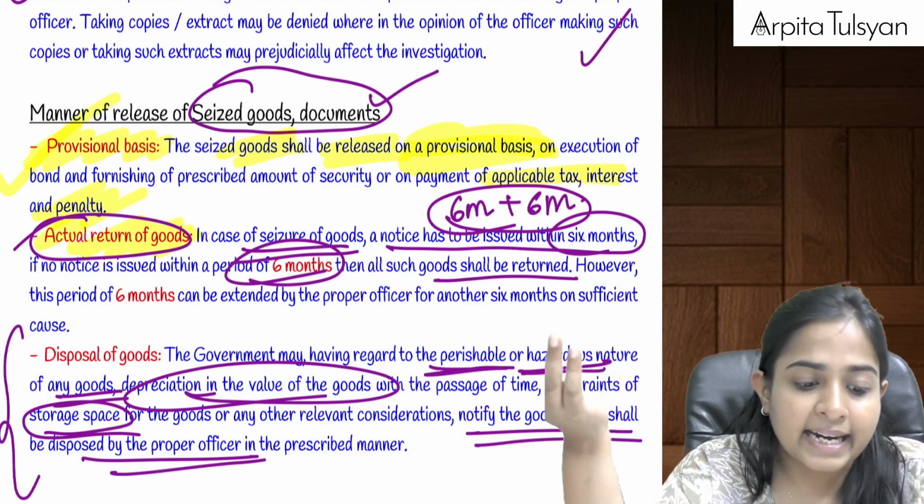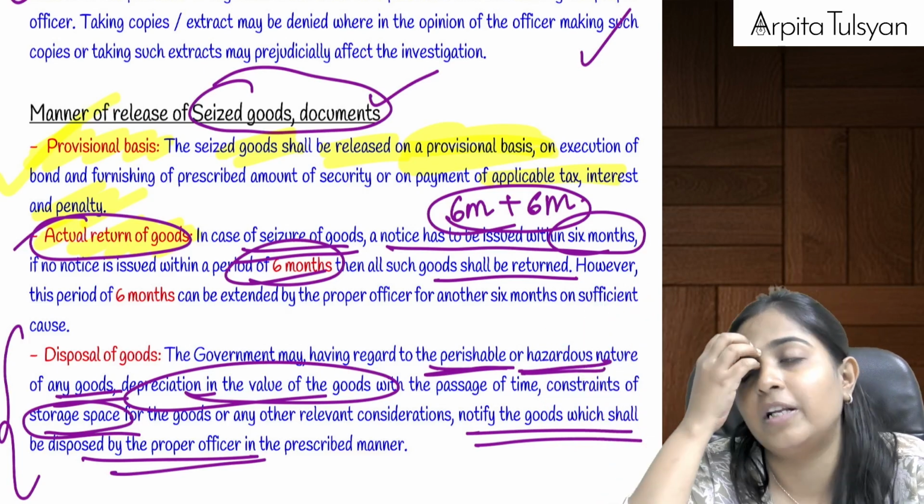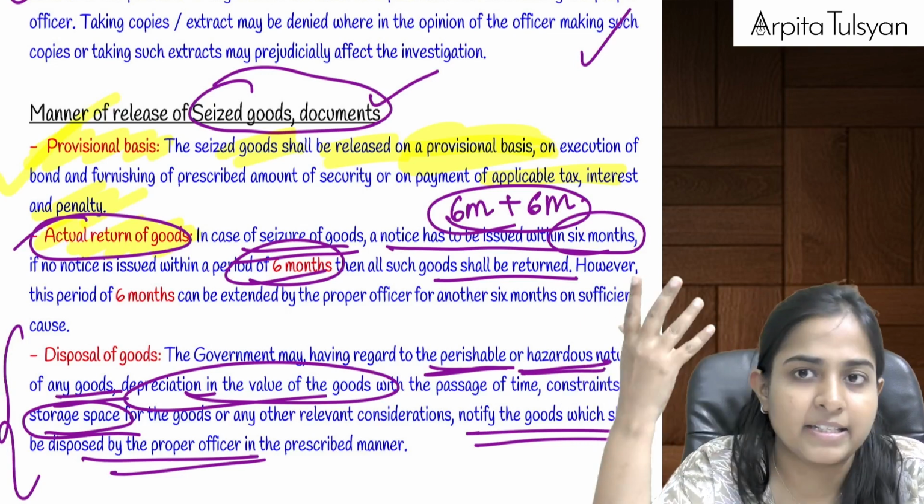Second thing is, he can conduct the business. That is provisional, basically in favor of that registered person.